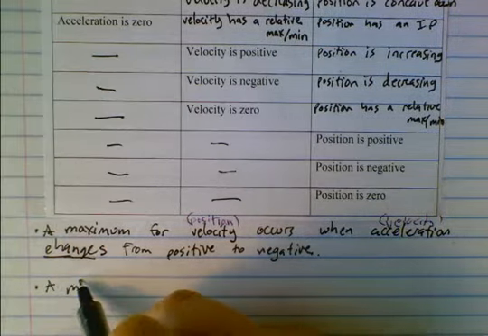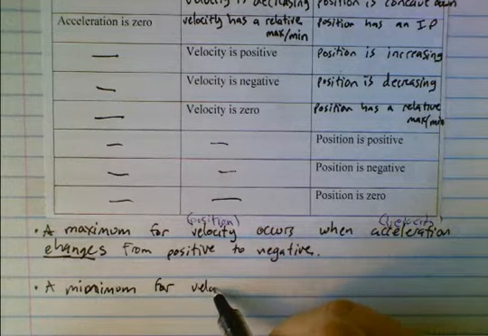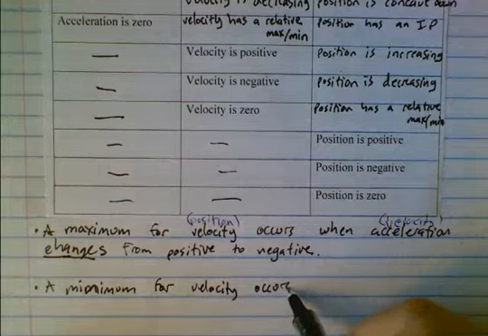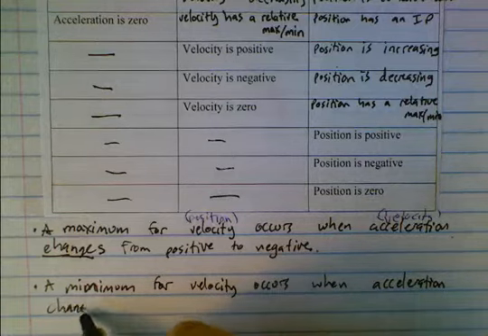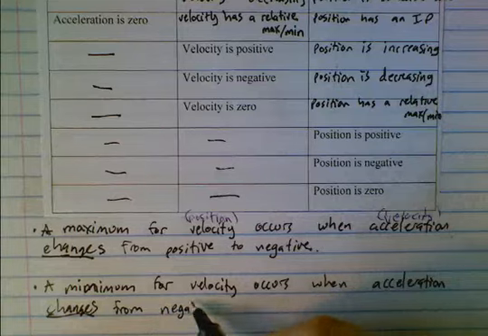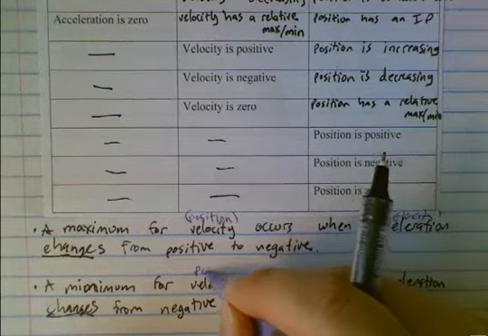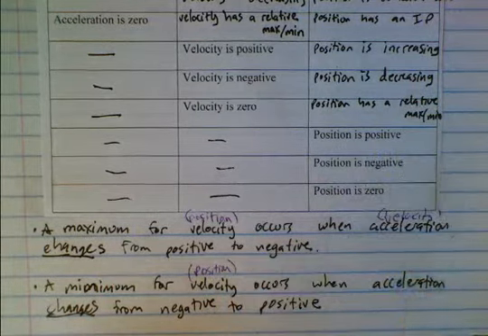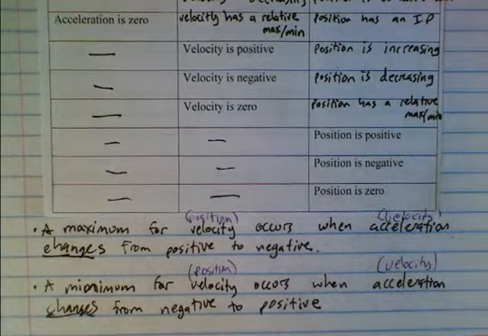And similarly, a minimum for velocity occurs when acceleration changes from negative to positive. Same thing for position, which has a minimum when velocity changes from negative to positive.